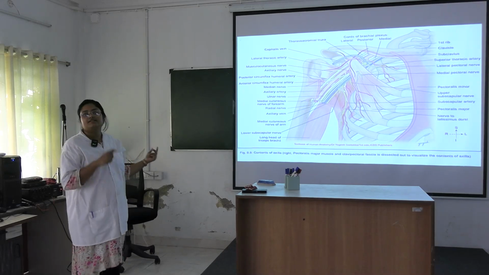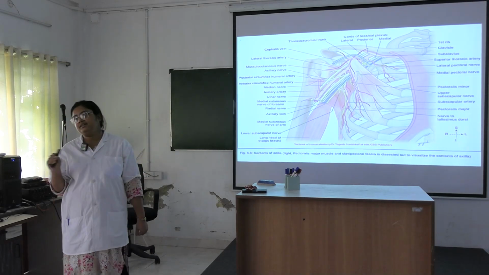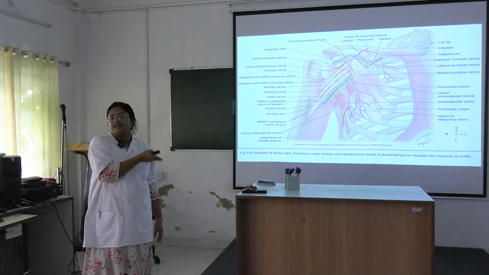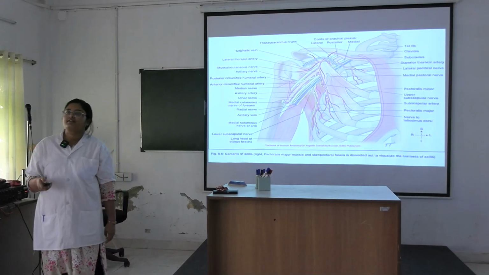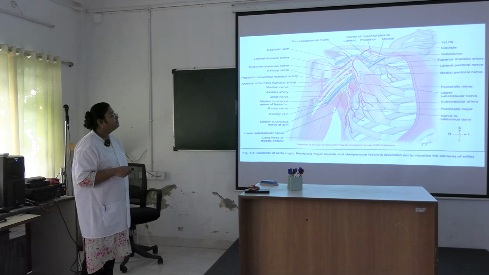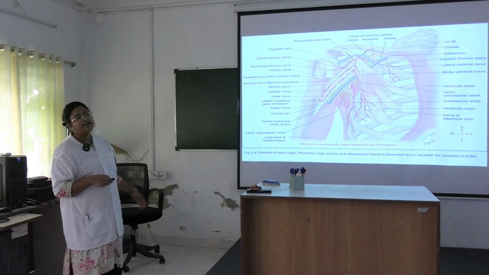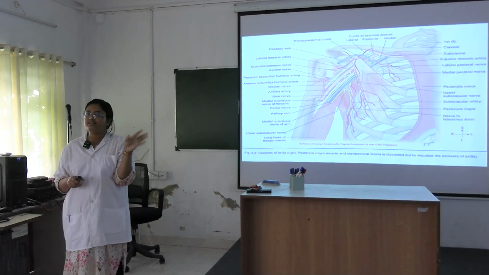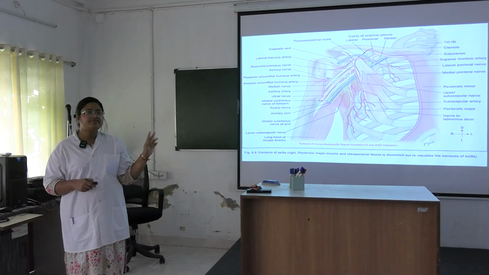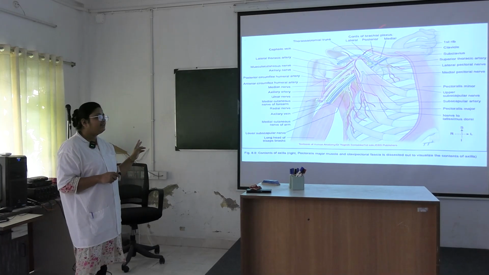Medial to the artery, carefully listen and note it down, you have to identify the nerves. So many nerves are there. First, you will see one artery, the axillary artery. It has a lumen and a thick wall. That is how you identify an artery. So this is the axillary artery.